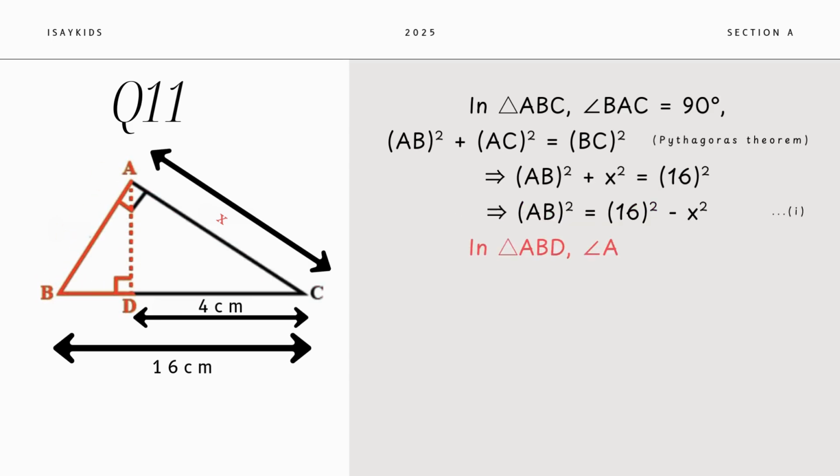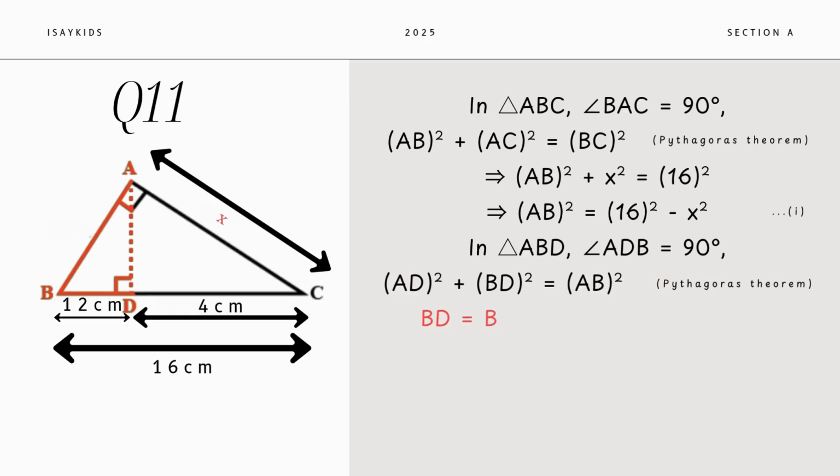Now in triangle ABD, angle ADB is 90 degrees. So applying Pythagoras again, we get AD squared plus BD squared equal to AB squared. Now BD would be 16 minus 4, that is 12 centimeters.